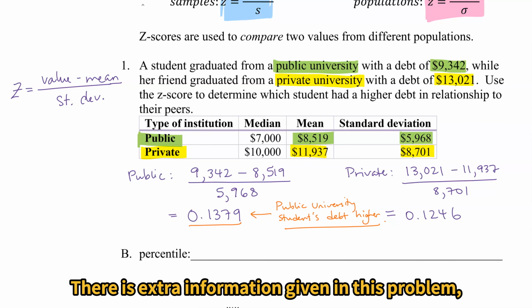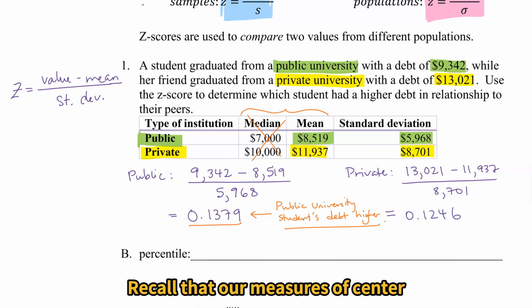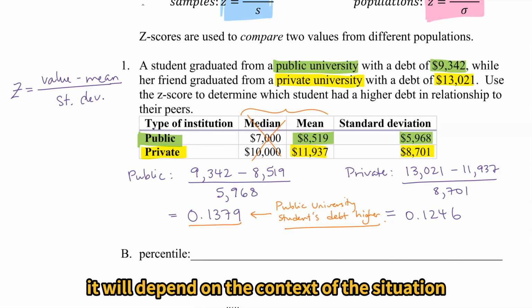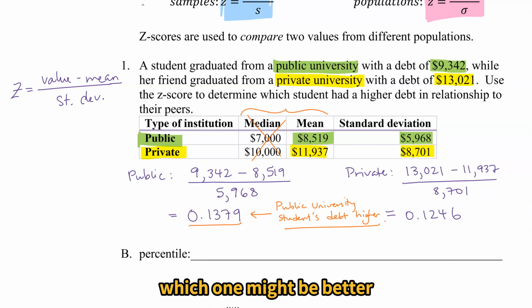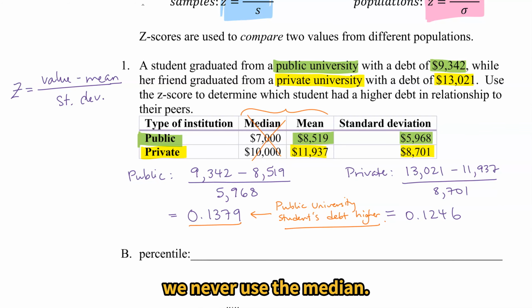There is extra information given in this problem, and that's that of the median. Recall that our measures of center for mean and median, it will depend on the context of the situation which one might be better to determine the center of the data. Here for z-score, we never use the median, we only use the mean.